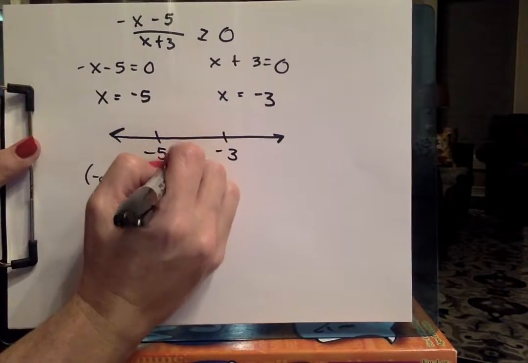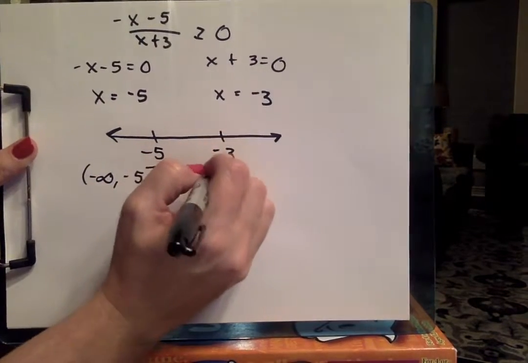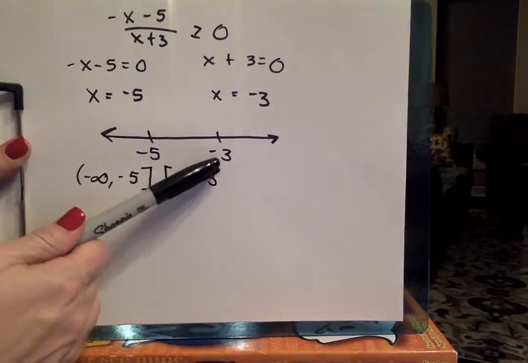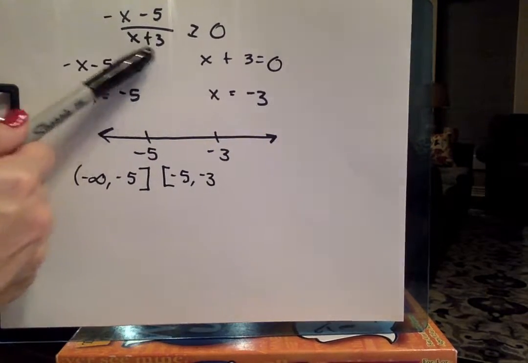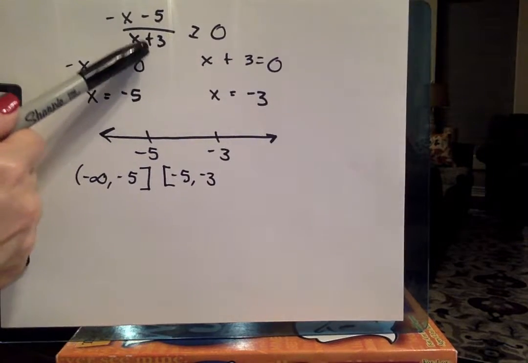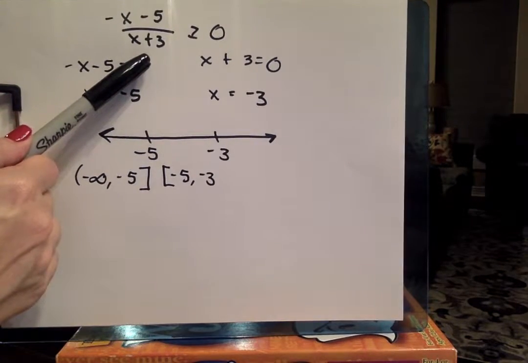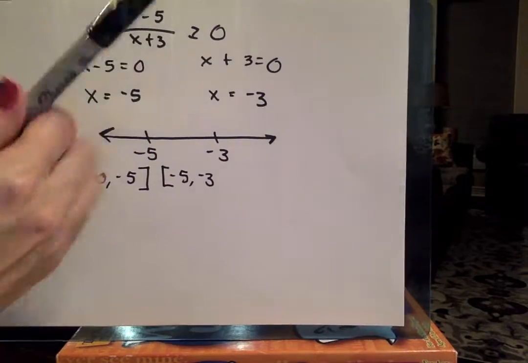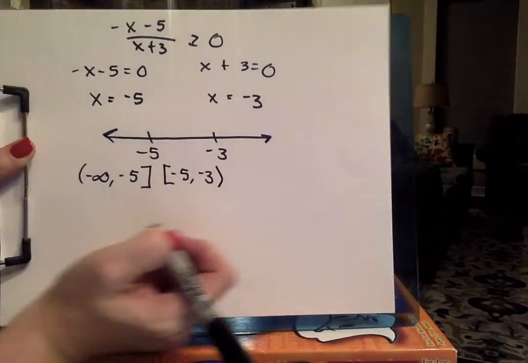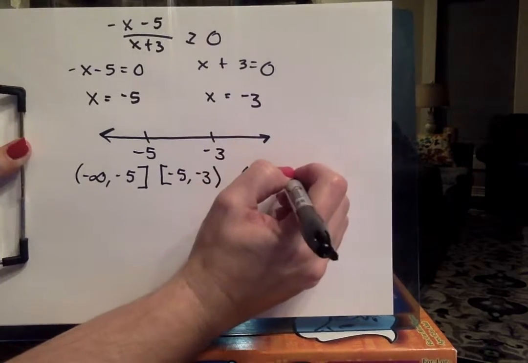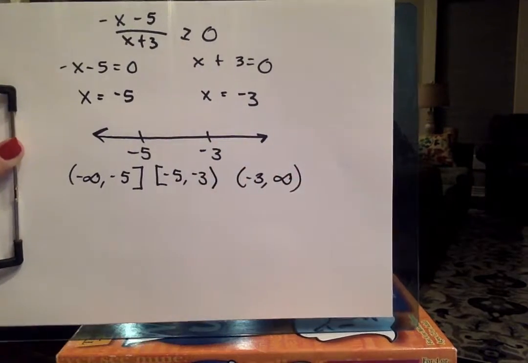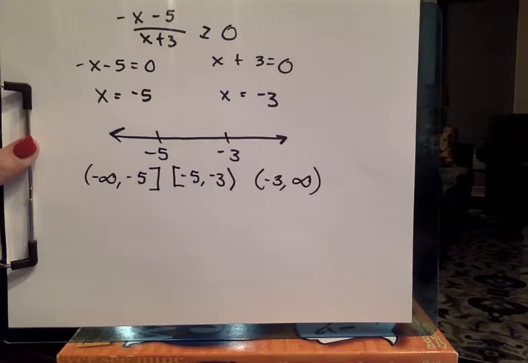So then in the middle, I'm going to have a bracket on negative 5. I go to negative 3. Negative 3 came from the denominator, right? We got that 0 from the denominator. It is not okay for our denominator to equal 0. So I cannot use a bracket there. It's going to be a parentheses. And then the last one obviously would be parentheses on negative 3 up to infinity. Infinity always has parentheses. Okay?